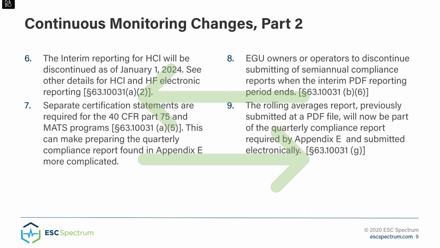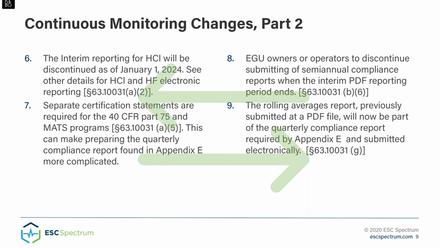I also want to point out that a separate certification statement is required for both Part 75 and the MATS reporting program. And these two separate certification statements can make preparing these files a little bit more challenging if you don't have the same responsible official for both the Part 75 acid rain program and for the Part 63 MATS program. So this is all specified in 63.10031(a)(5), and you really need to take a look at that to make sure you understand how that needs to be fulfilled.